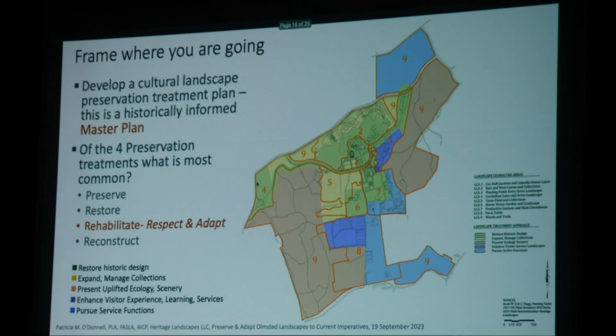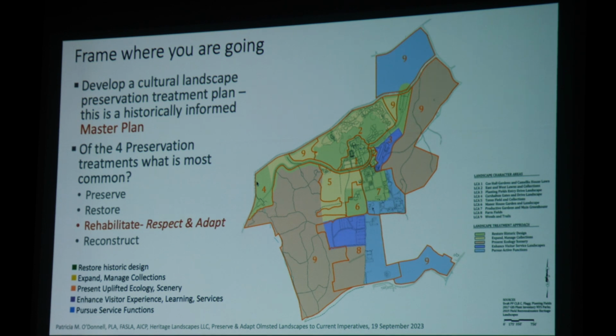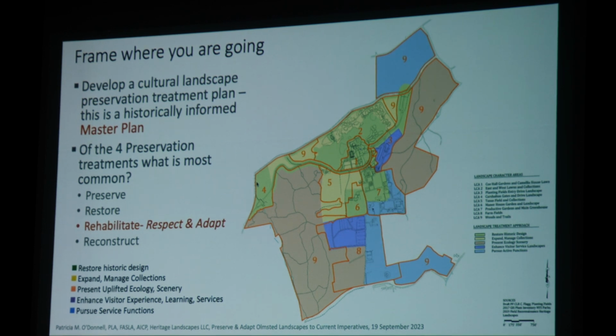Next. So back to framing where you are going, you need to develop an overall, what's called a preservation treatment plan. It can also be called, and often is called, a master plan. This is a historically informed plan that is also deeply informed by the current situation. There are 4 preservation treatments in the Secretary of the Interior's standards. The one most frequently used is rehabilitate, which combines respect and adaptation.